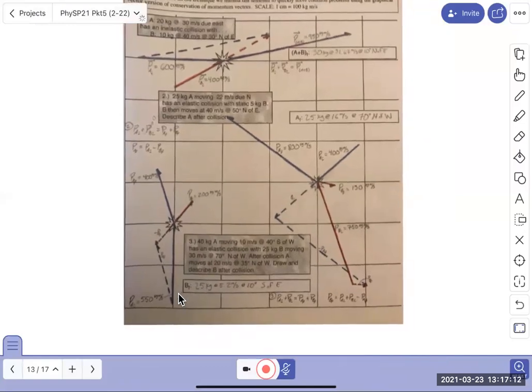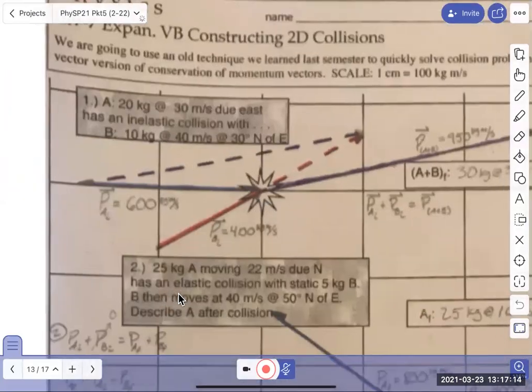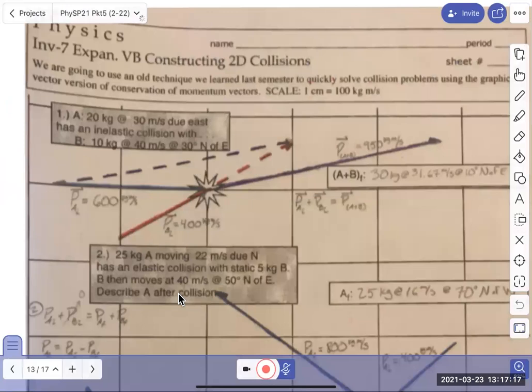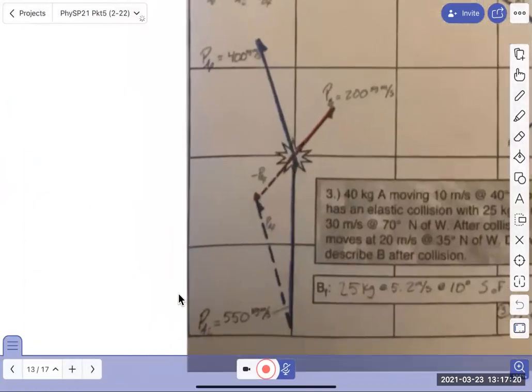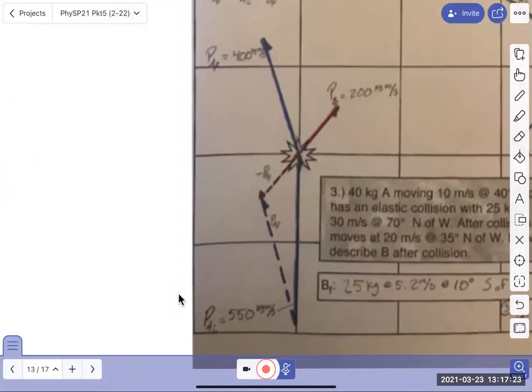Okay, it's weird, think about it. We did that one together, and it was probably the most straightforward of all of them. This one, number 2, this first blue vector that comes in is the first momentum vector. Object B wasn't moving to begin with, and it's a glancing blow. They aren't the same mass. So B took off that way, and you're supposed to figure out which way A ended up going. The only way to do that, if you're doing construction, is head to tail. And that's your answer.